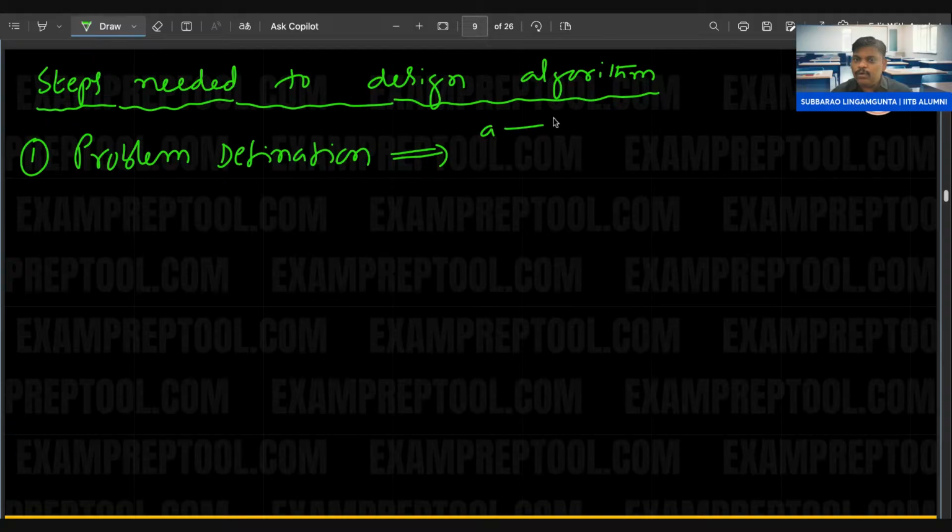If input A, output is B. Input C, output is D. Input E, output is F, and so on, up to input Y, output is Z. Knowing the problem clearly means knowing, for every possible input, what the possible output is. That is called problem definition. The second step is going to be, but however, remember, it will differ from book to book.